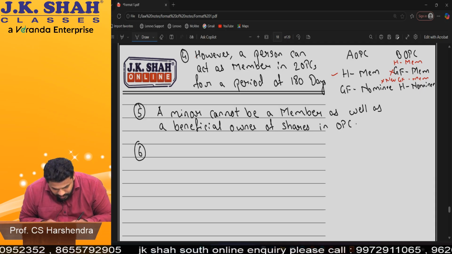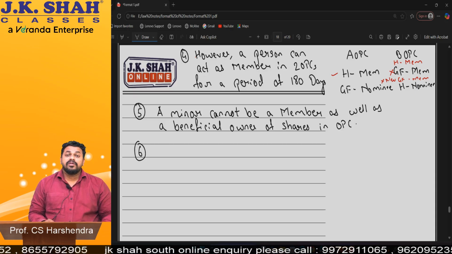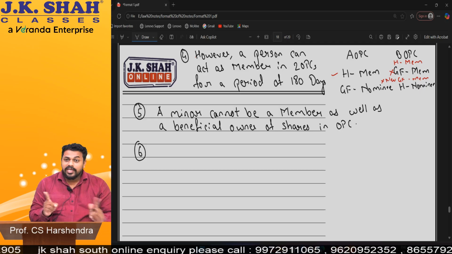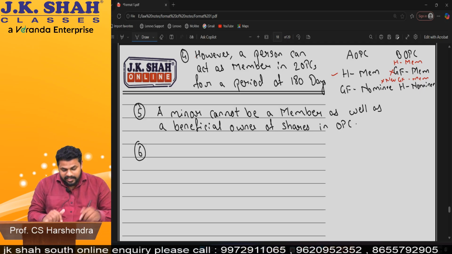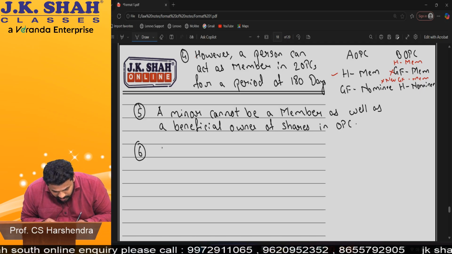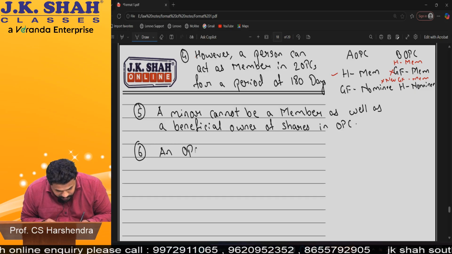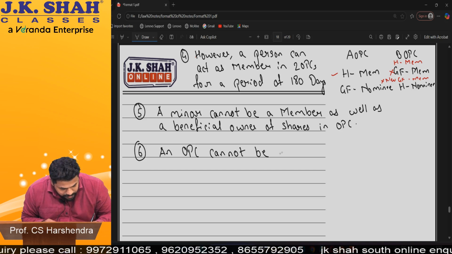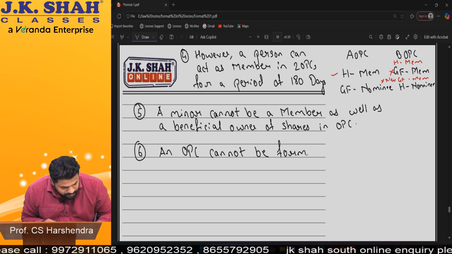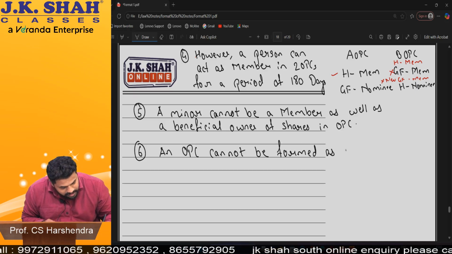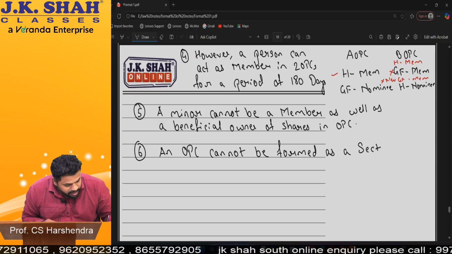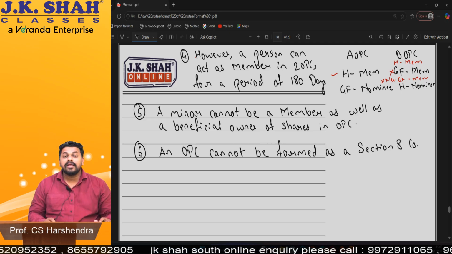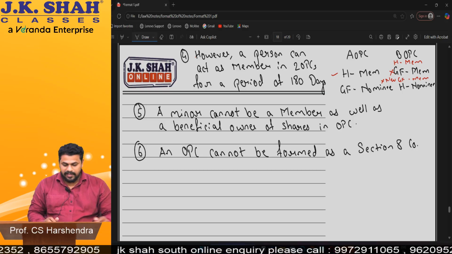6th. Do you remember in small company I told a small company cannot be a section 8 company? Yes, because you cannot take exemptions of both, right? Same thing here. An OPC cannot be formed as a section 8 company. What is section 8 company, guys? Yes, non-profit company. Am I clear with this? In company form, not for profits.